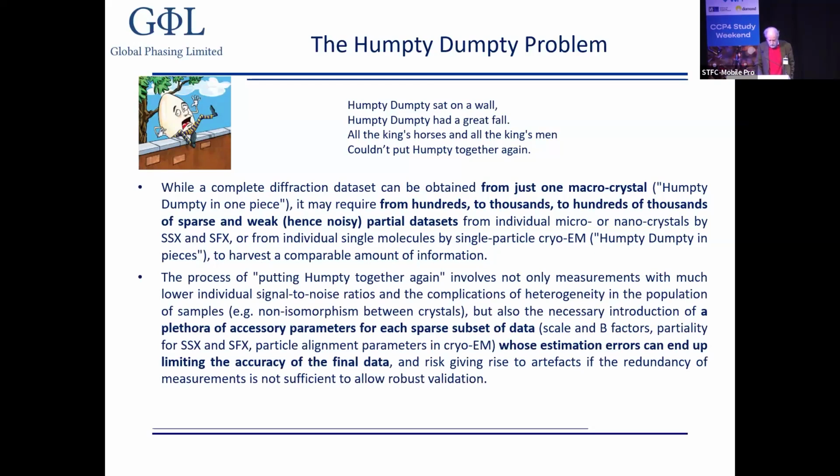The problem is that you never get back to what you could have had if you had had all these pieces in a single crystal. Not just because the signal to noise ratio may not be the same, but there is variability. There are a lot of accessory parameters or fudge factors that you have to apply, especially for very sparse data sets from serial methods. And it's the estimation of these, such as partialities, for instance, in serial crystallography, that limits the accuracy of the final data. So that's the point.